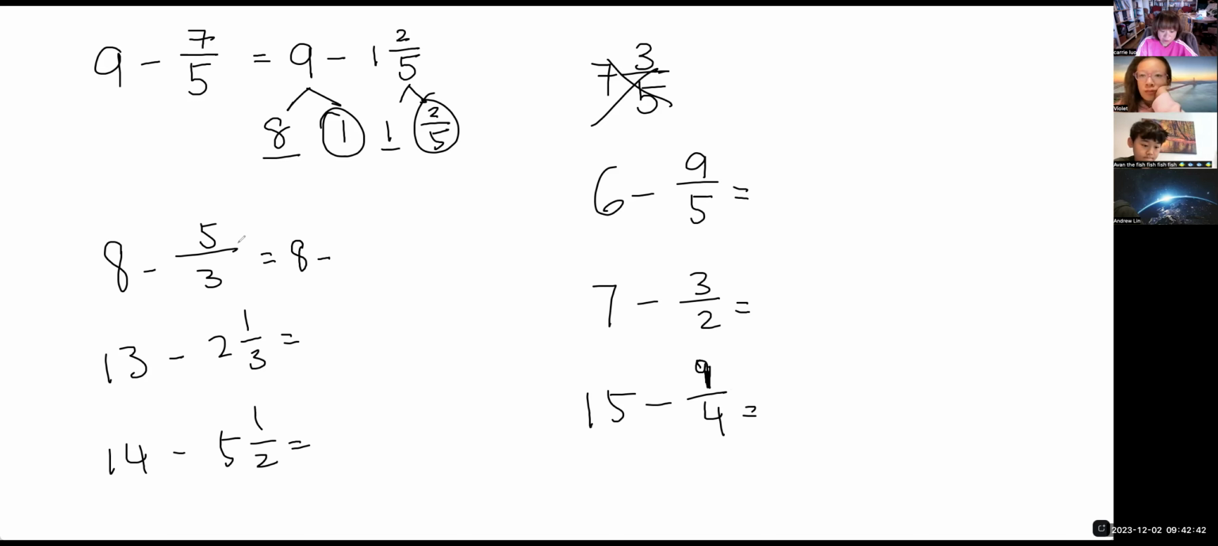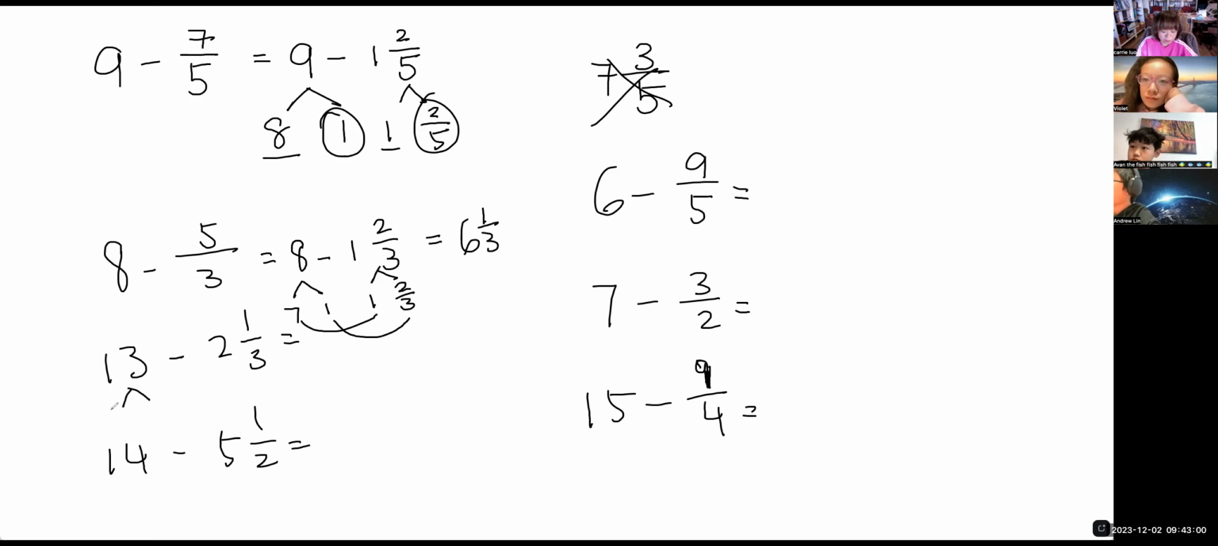So let's take a look at this one. So 8 minus 1 and 2 over 3, right? So 8 can be divided into 7 and 1, is 1 and 2 over 3, right? So 7 minus 1 equals 6 and 1 minus 2 over 3 equals 1 over 3. Correct? Okay, so 13 is 12, 1, and 2 and 1 over 3. So 12 minus 2 equals 10, and 1 minus 1 over 3 is 2 over 3.